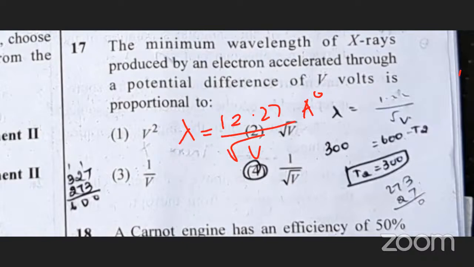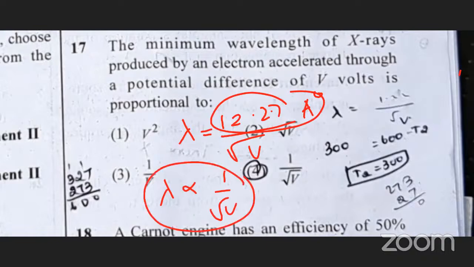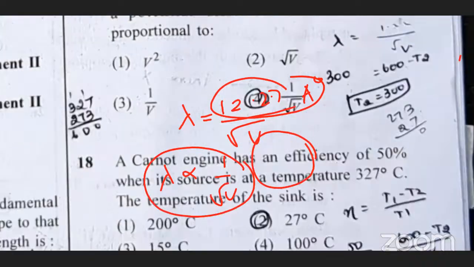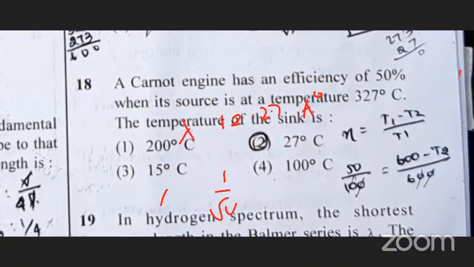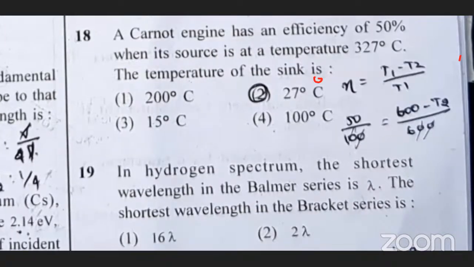In this question, these are the constants. So lambda is inversely proportional to root V. This is a direct formula question. So the answer is 1 by root V. The right answer for this question is 1 by root V. The next question.